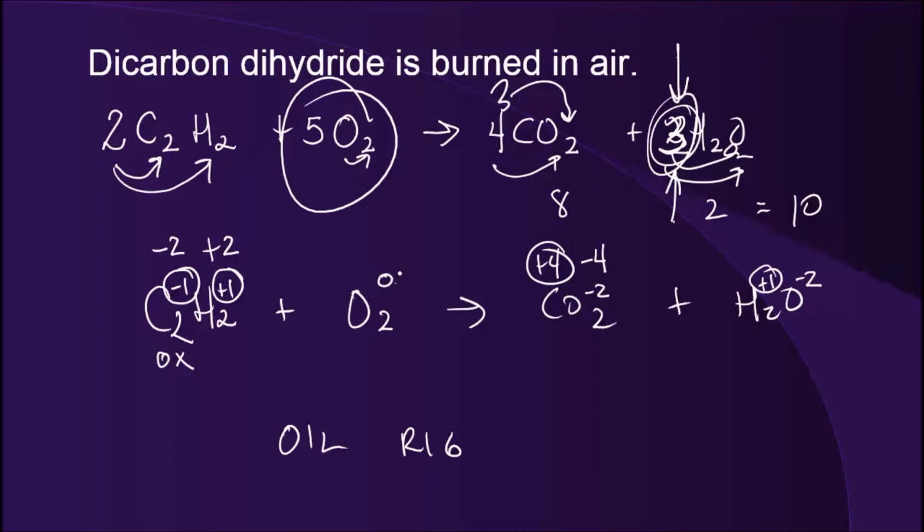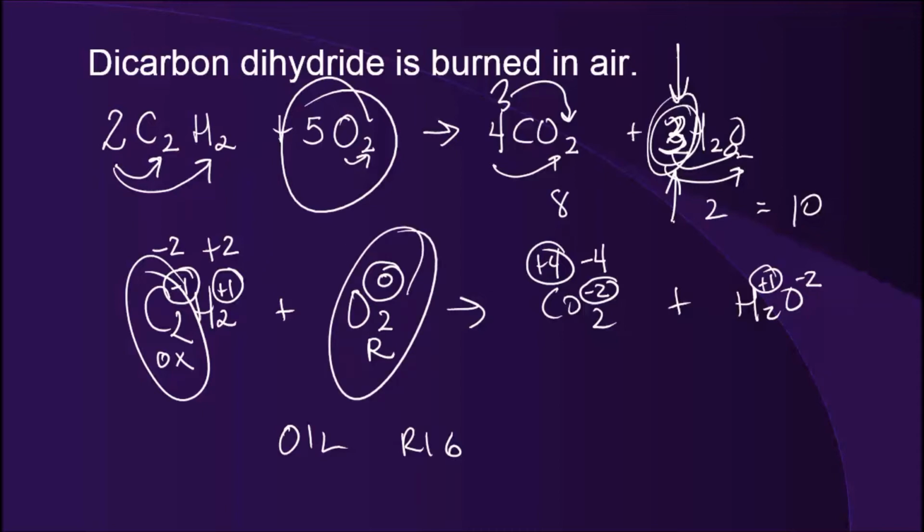Okay, oxygen goes from 0 to, so it's going down. So we call it reduction. It doesn't matter what type of combustion reaction you have. The carbon will always be oxidized and the oxygen will always be reduced. Period. End of story. Always. Carbon is oxidized and oxygen is reduced. All of these are reduction oxidation.